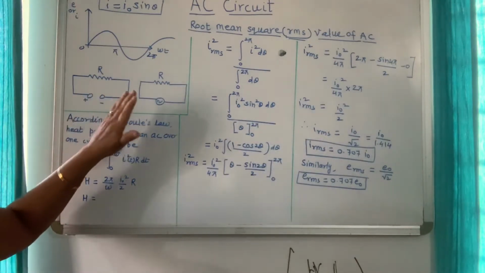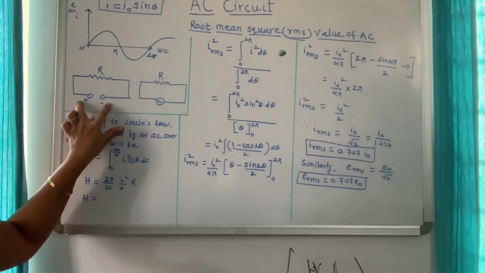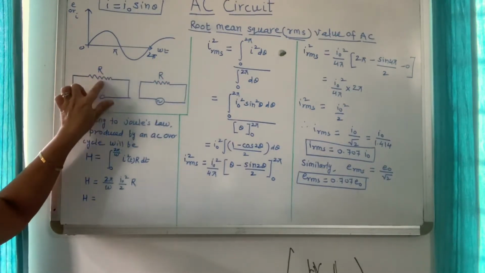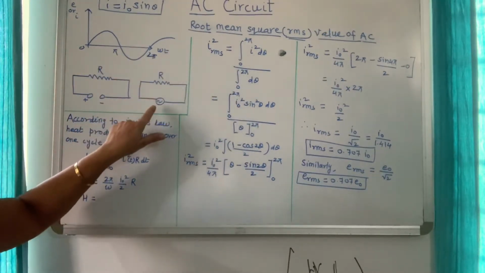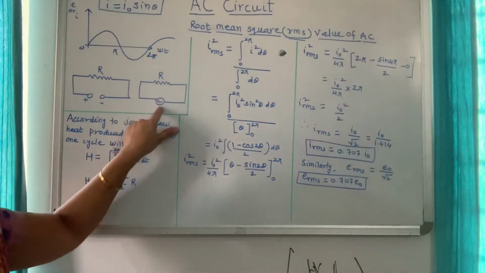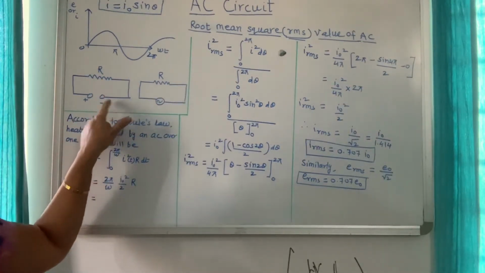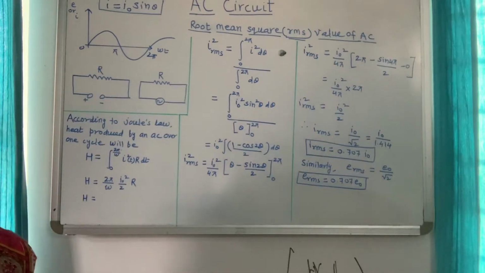It produces the same amount of heat. If it is connected across the DC, heat will be produced in time t in the same resistor. The same amount of heat will be produced if it is connected across the AC. Then that value of direct current will be the root mean square or RMS value of alternating current.